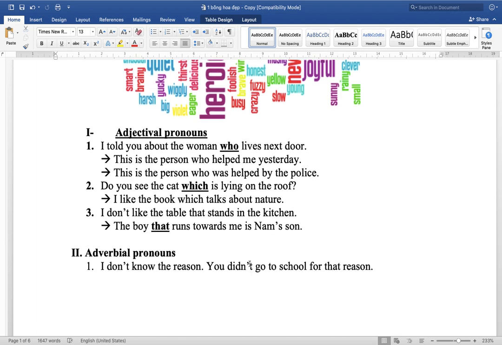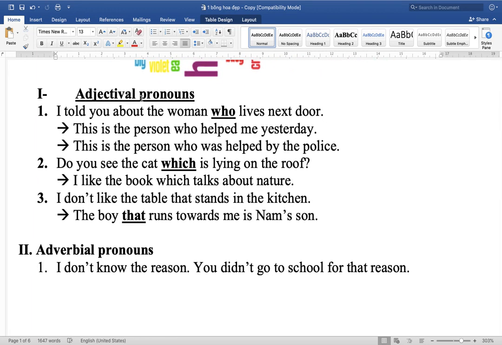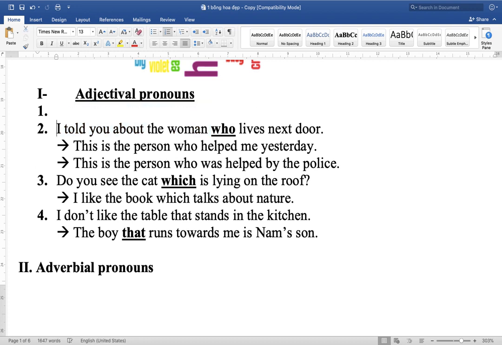The first one we are going to see is the adjectival pronouns, like relative pronouns. And we have two separate sentences, but then you can combine two sentences together to have one sentence only, and I call it a complex sentence. Okay. For example, you write a sentence: I told you about a woman. She lives next door. So you can combine two sentences together to have this sentence. Okay. So we type it here.